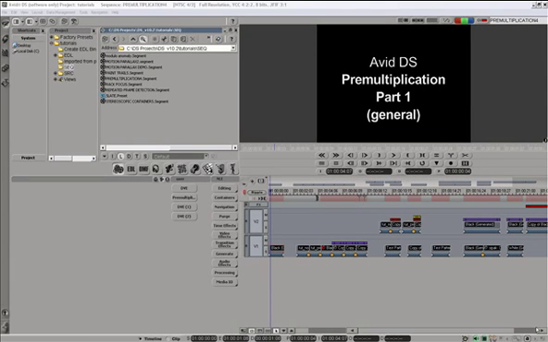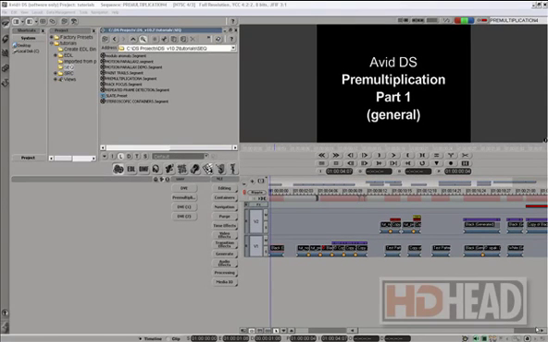I will talk to you about premultiplication, the general concepts of premultiplication, not specific to Avid DS, although Avid DS, of course, as any other compositing application, uses it. But we'll use this tutorial to learn a basic concept, and then we'll apply it to Avid DS in one of the next tutorials. So what is premultiplication?